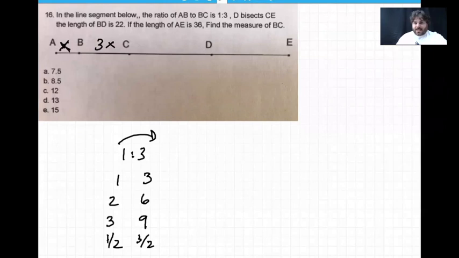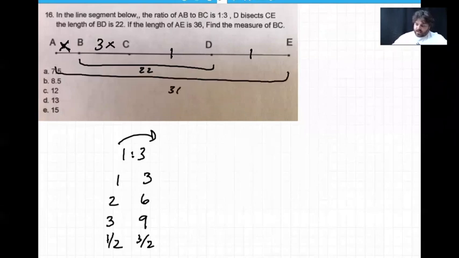Then it says that D bisects CE. So D is in the middle of CD and DE, so that those are congruent, so we want to mark that. Then it says the length of BD is 22. So B to D is 22. It also says the entire length is 36, AE is 36. So going back to the CD and DE are the same, I wish I could write CD in terms of x because I like having one variable, but I don't see any way to make a connection there. So I think I'm actually just going to call this y and y.